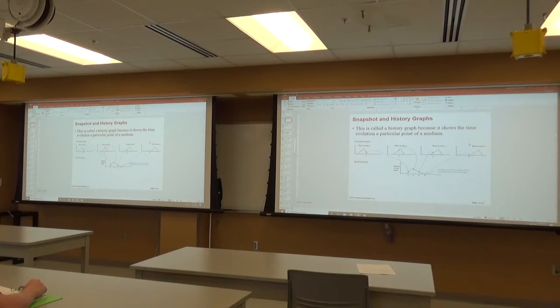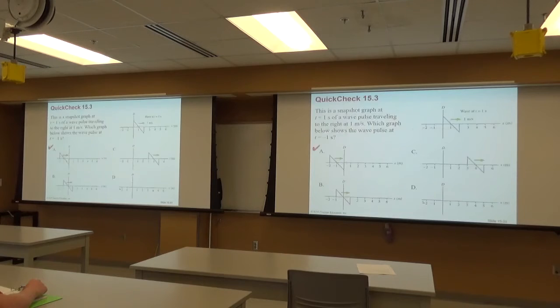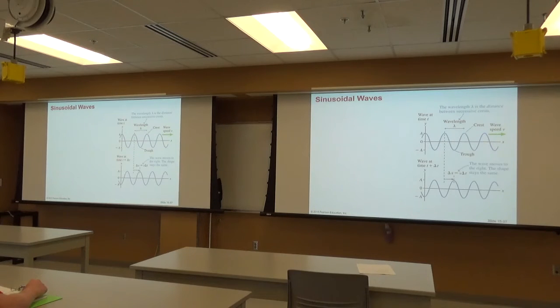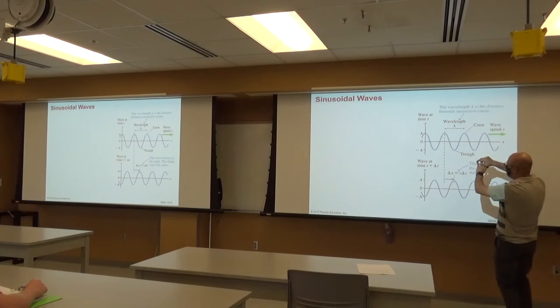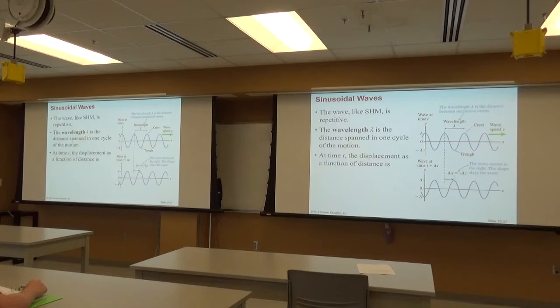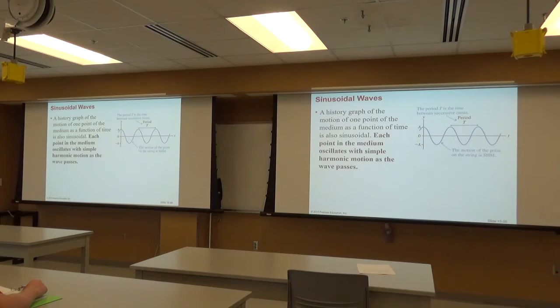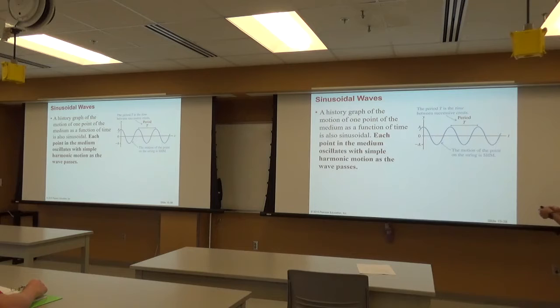Now, if you convert the snapshot graph of a sinusoidal wave, this is y versus x, so this is a snapshot graph. A snapshot graph is again a graph at a particular time, a picture at a particular time. Now, if you convert this to a histogram, which is y versus time, you get exactly the same graph, right?